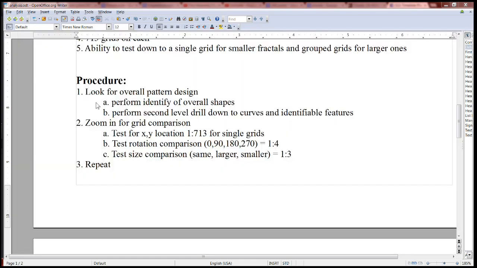Now I'm just going to read to you what we're going to do on number 2, and then we're just going to go ahead and perform those tests. So after we've done that, now we're going to start zooming into grid level comparison. And what we'll look at first is we'll look at groups of grids.